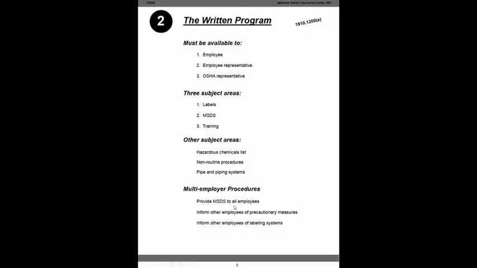And then multi-employer procedures. Basically you need to hand out MSDS to the employees because, if I'm working for a construction company here at NTC, NTC needs to provide me, as a construction worker, those chemicals that they have. So they tend to just make a handout and hand a bunch of MSDS out at a safety meeting. It says, inform the other employees of the labeling system and any precautionary measures. If there's some particular chemical that's more dangerous than what we run into on a daily basis, then some training there needs to take place.